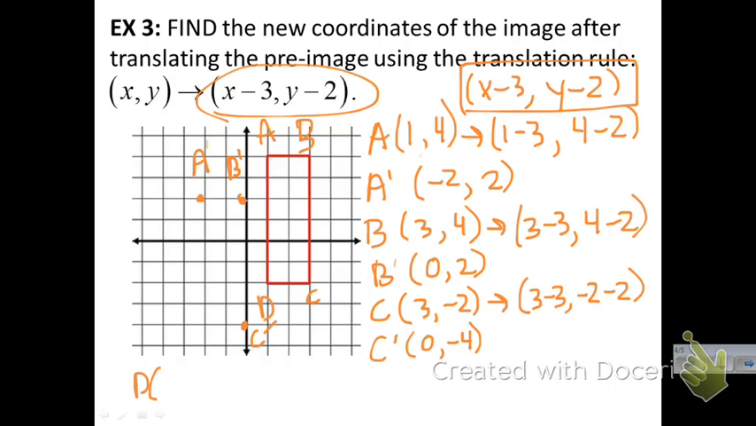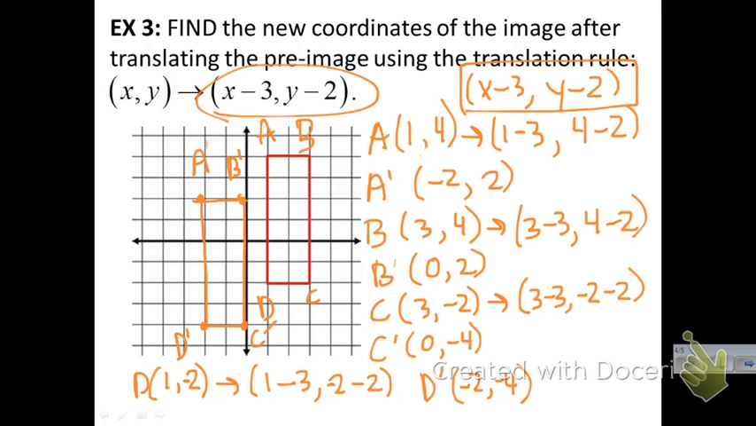D right now is located at over 1, down 2. We're going to apply the rule that says we take our x value, in this case it's 1, and subtract 3, and our y value, in this case it's, sorry, that should be negative 2, and subtract 2, and that will give us our new D prime, which is located at -2, -4. So we go back 2, down 4, and there's our D prime, and you can see here's our new rectangle.